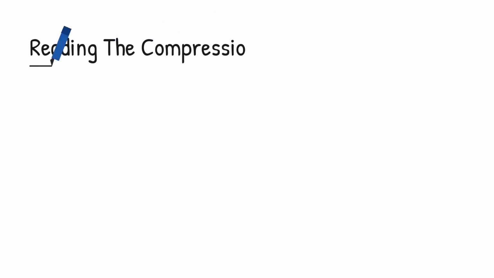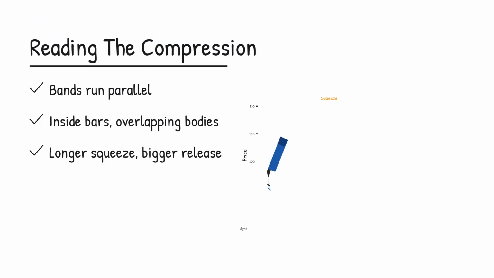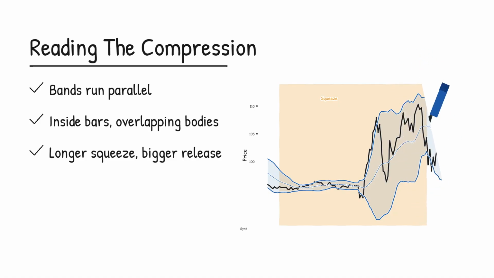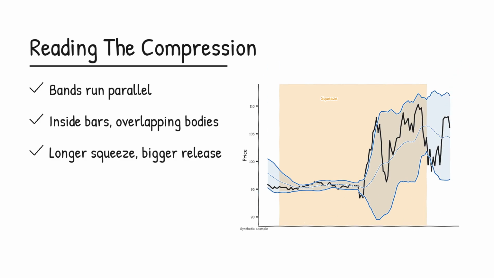Watch 3 things on the chart. First, the bands visibly pinch and run nearly parallel. Second, price coils into a tight range, often forming inside bars and overlapping bodies. Third, the bandwidth indicator hits a fresh local low. Importantly, the longer the squeeze persists, the larger the eventual expansion tends to be. A 2-week squeeze on the daily chart packs more potential energy than a 3-day squeeze on the same time frame.